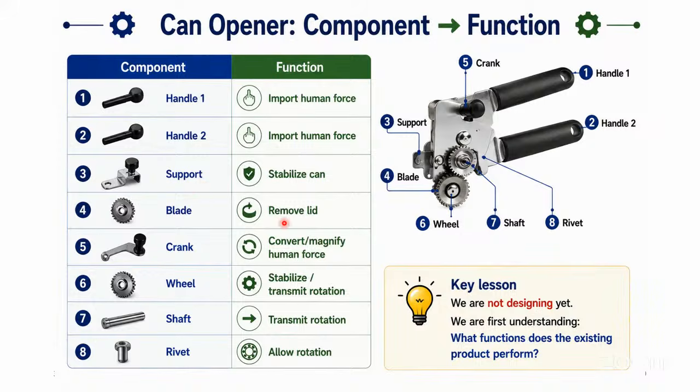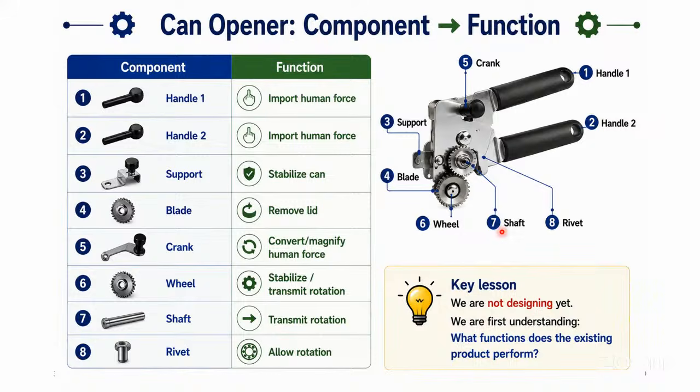Then you have the crank, which is for converting or magnifying the human force. Then we have the wheel that stabilizes or transmits rotation. Then we have the shaft, which is again for transmitting rotation. Then we have the rivet, which allows rotation. So for each component we have found out what the function is.